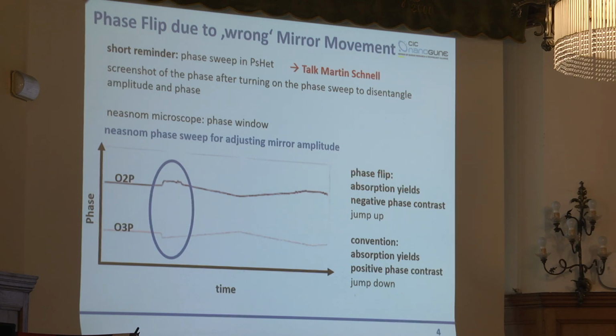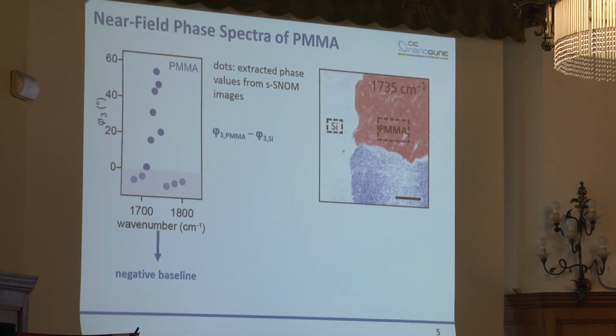And when you see this jump up here, and then you have this sweep, then this reveals a negative phase contrast for absorption, but you can avoid that by looking at how your phase is behaving. So this is not what I'm going to talk about. We are really in the correct condition here, where absorption yields a positive phase, but still we can observe this negative phase contrast.